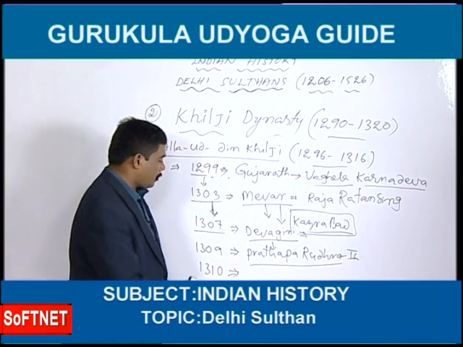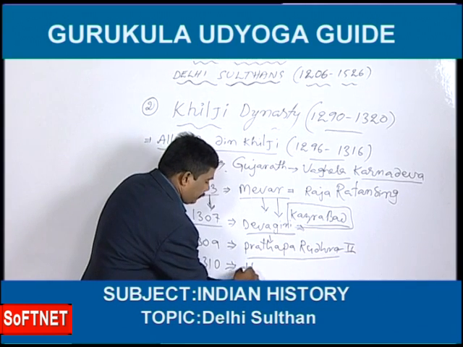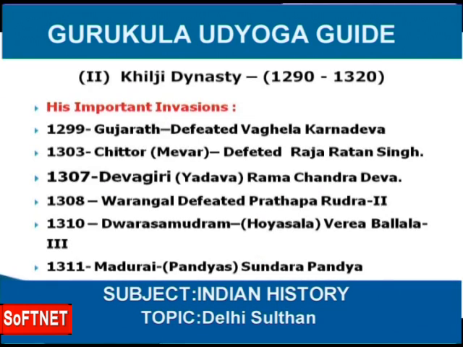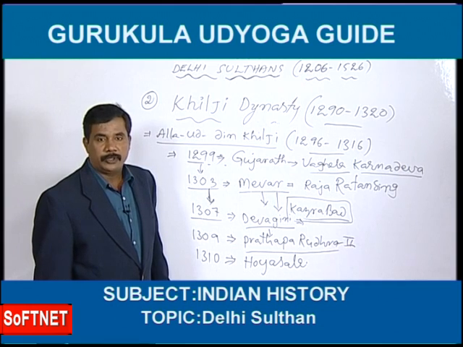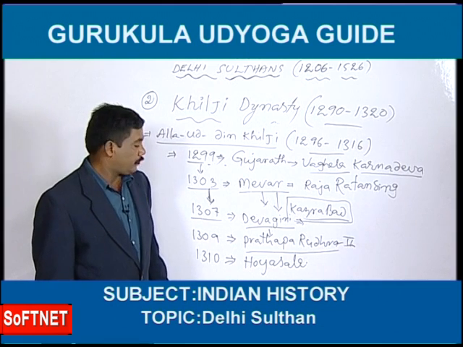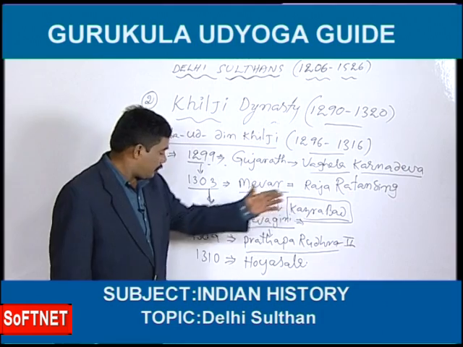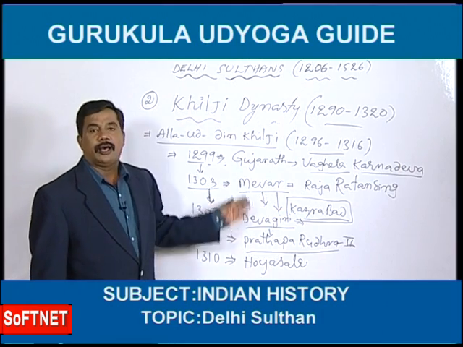And in 1310, there was one more attack, on the Hoysala kingdom. The capital of the Hoysalas was Dwarasamudram. Veeraballala III was ruling the Hoysalas. He was also defeated by Alauddin Khilji.